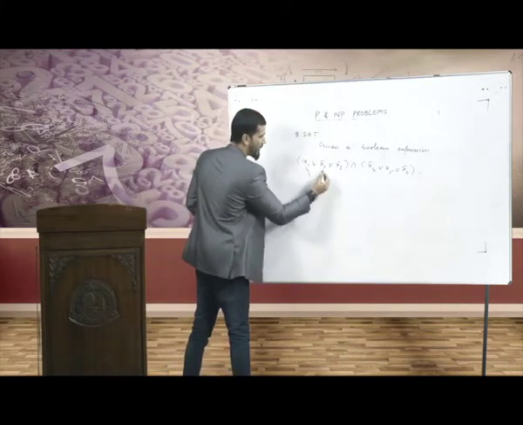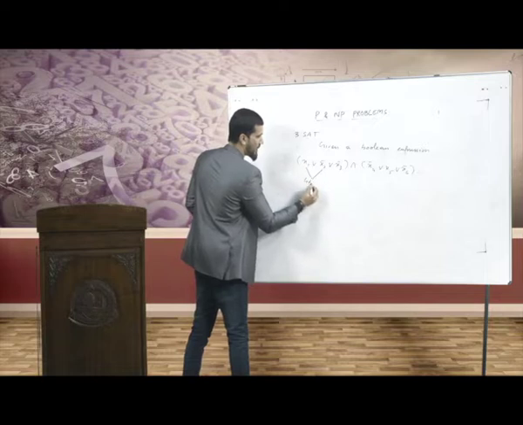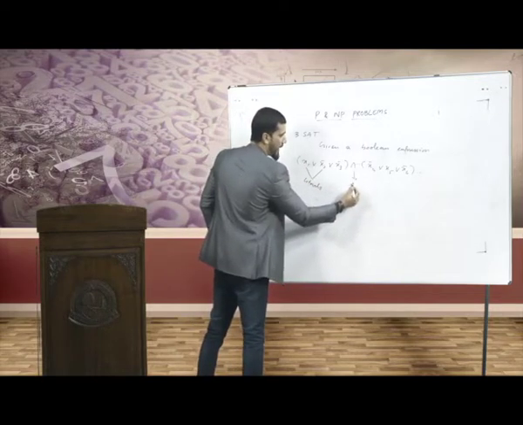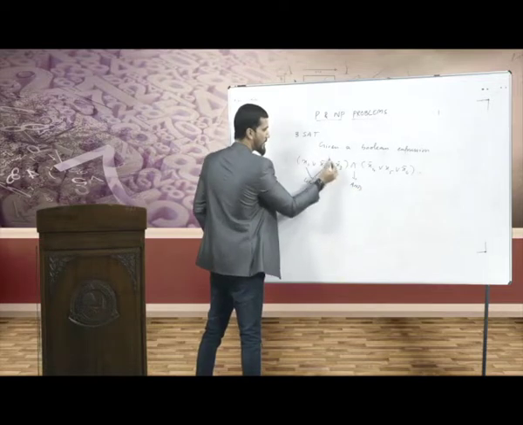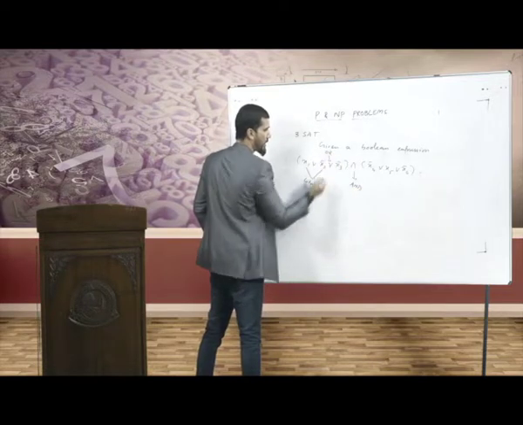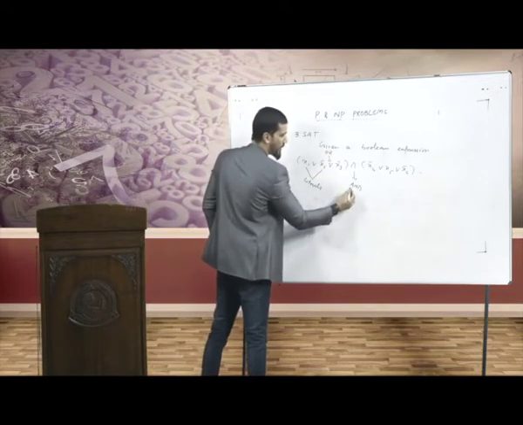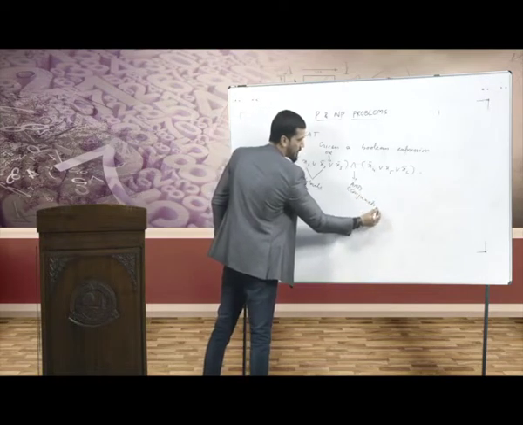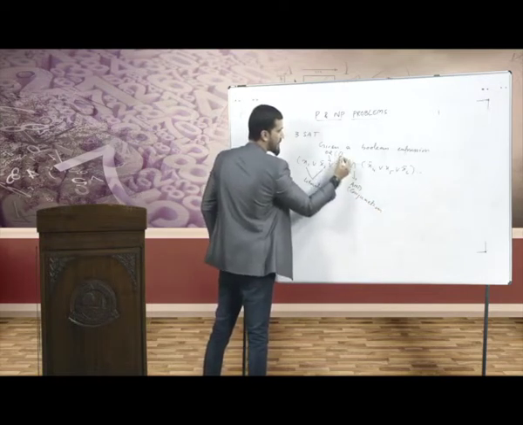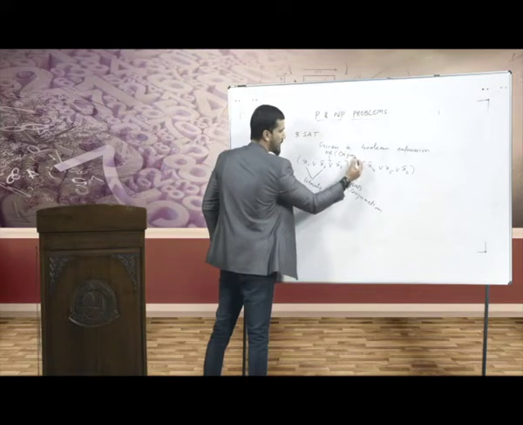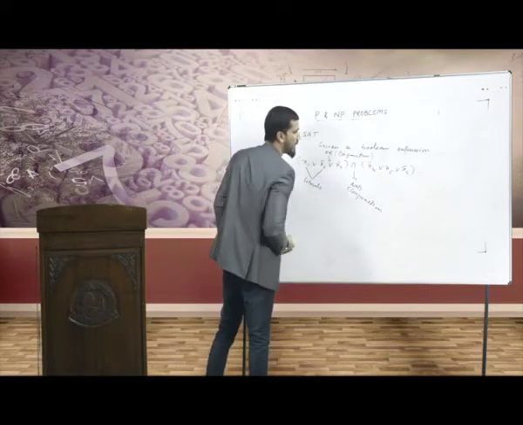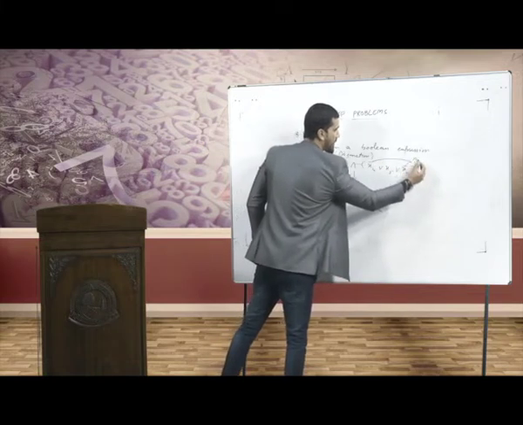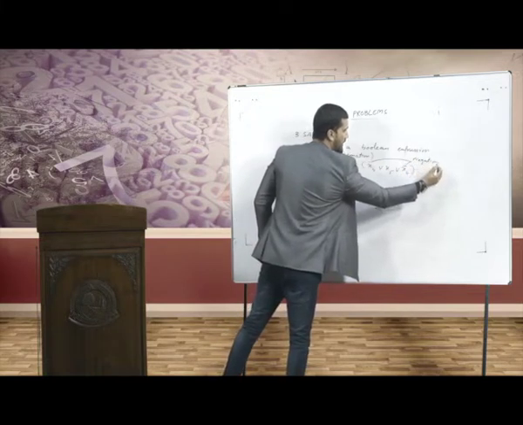So let me define these again. These are our literals. This is the symbol for AND operation. This is the symbol for OR operation, or we also call this a conjunction, and this a disjunction. This represents the negation of literals.